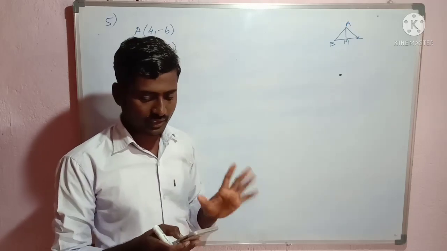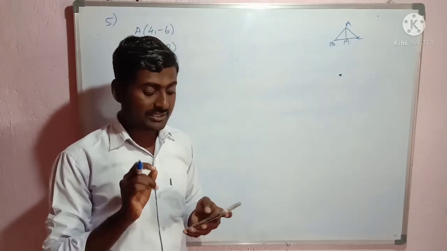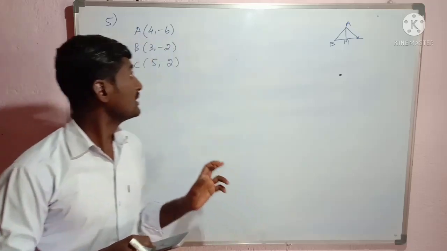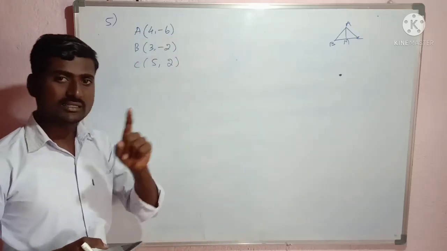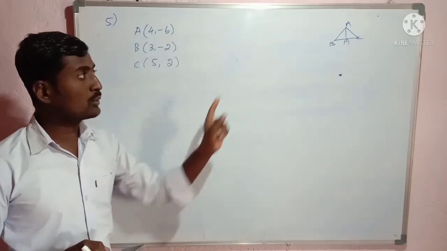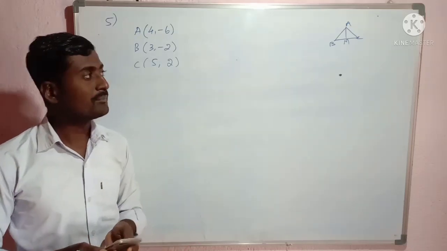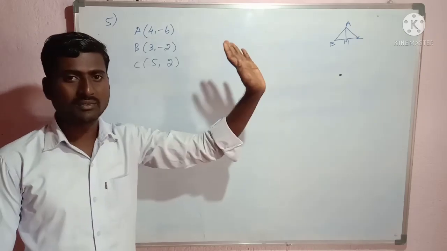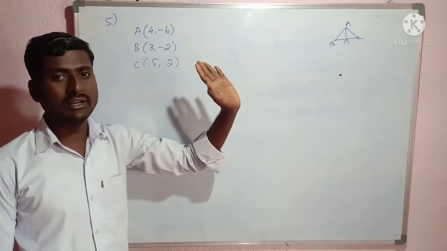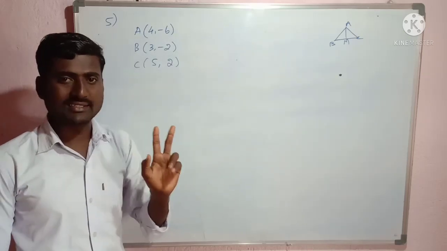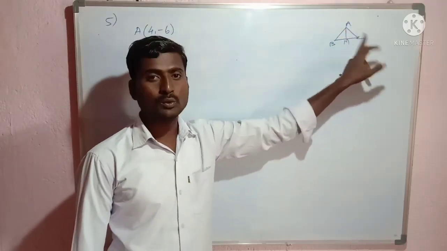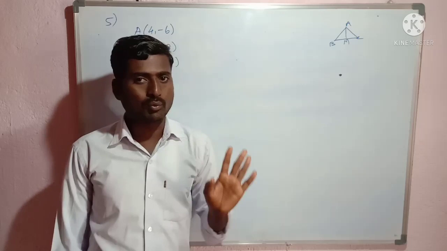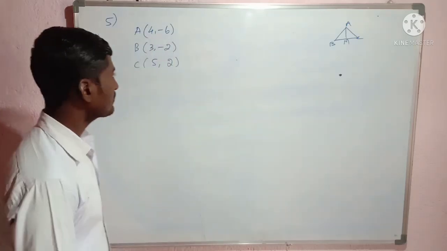Now, verify this result for triangle ABC whose vertices are given. Here, they have given three vertices of the triangle. We have to verify that result, which means we have to draw a median from any vertex, A, B or C. After that, we have to find the areas of the two triangles the median forms. Then the areas must be equal. We have to prove it.